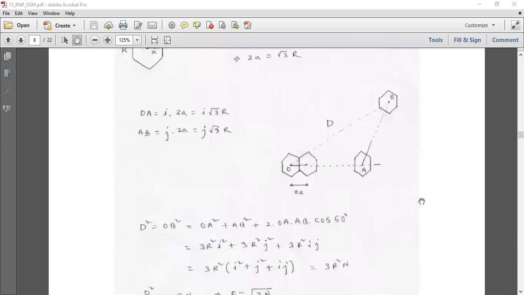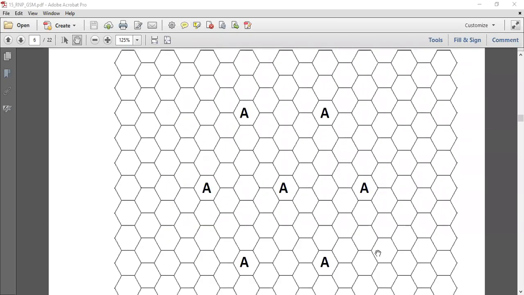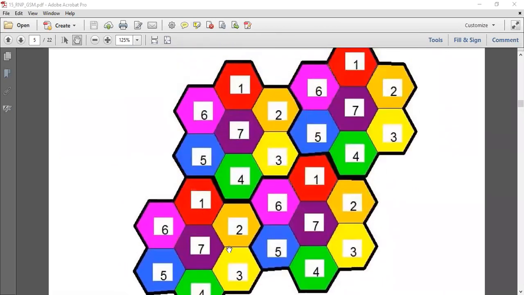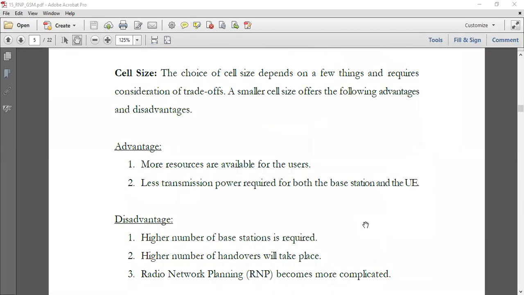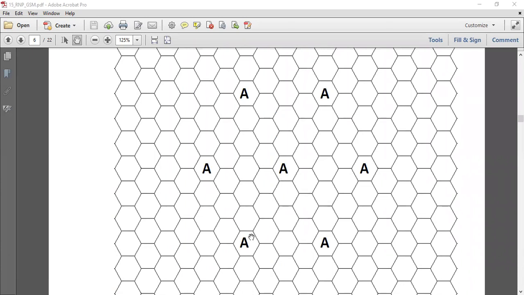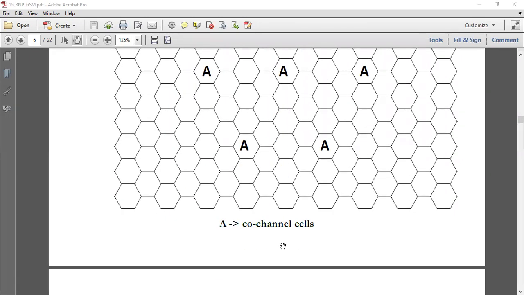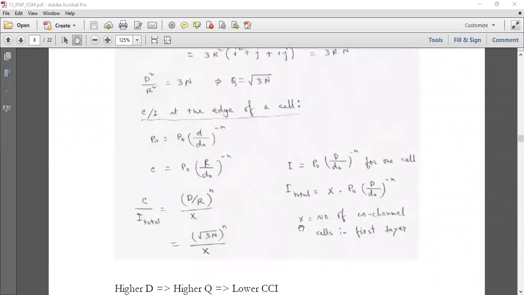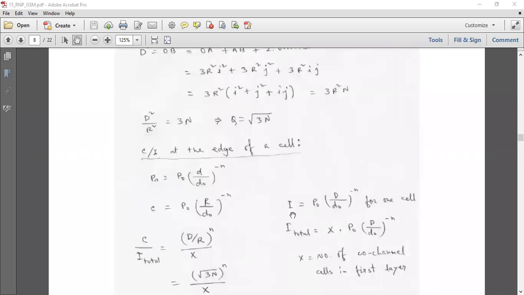However, the interference will come from a number of cells around. Like you see in this figure, there are many different interfering cells in different directions, all around your cell. Here you have 6 interfering cells around. So let's assume that we have X number of interfering cells around. So the total interfering power will be like this.